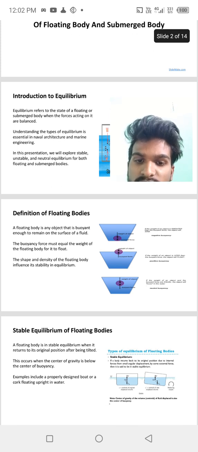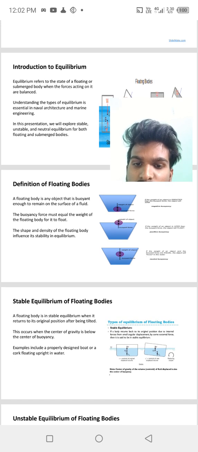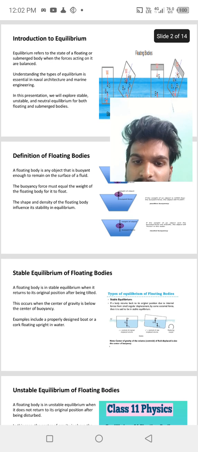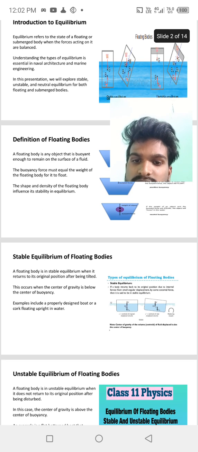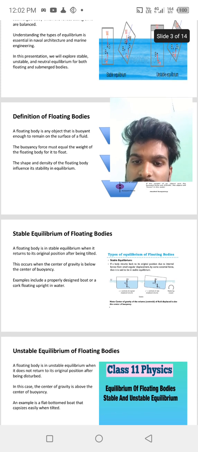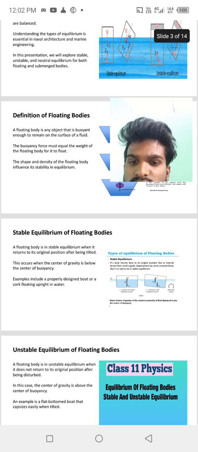Stable equilibrium of floating bodies. A floating body is in stable equilibrium when it returns to its original position after being tilted. This occurs when the center of gravity is below the center of buoyancy. Examples include a properly designed boat or a ship floating upright in water.